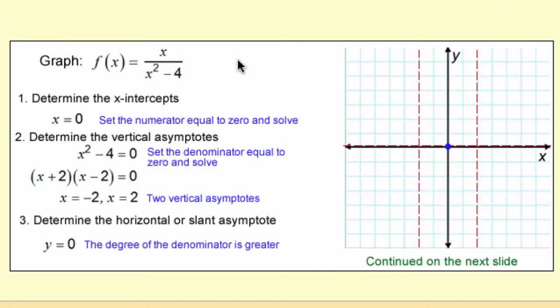So here's an example. Graph f of x equals x divided by x squared minus 4. First of all, you do the x-intercept, set x equal to 0. And x equals 0 is the intercept, so that's your blue dot there. Determine the vertical asymptotes. You set the denominator equal to 0 and solve. You get x equals -2 and 2. Those are these red vertical lines here. Determine the horizontal or slant asymptotes. The degree of the denominator is greater, so that means y equals 0 is the horizontal asymptote.